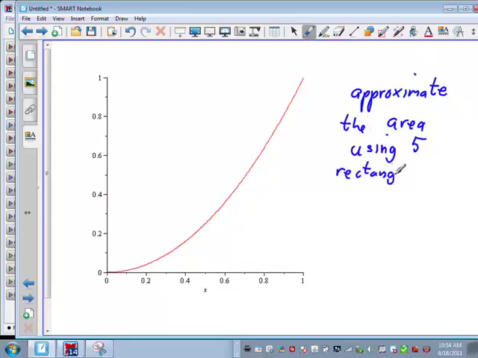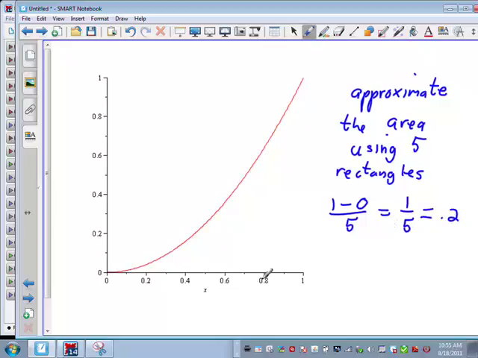Now again, I want to reiterate the power we have. I've chosen the number 5, and now that I've chosen the number 5, that automatically gives us the width of the rectangle already. Why? Because the width is 1 minus 0 over 5, which is 1 over 5, which is 0.2. So Maple has decided to put it in terms of intervals of 0.2, which is great.